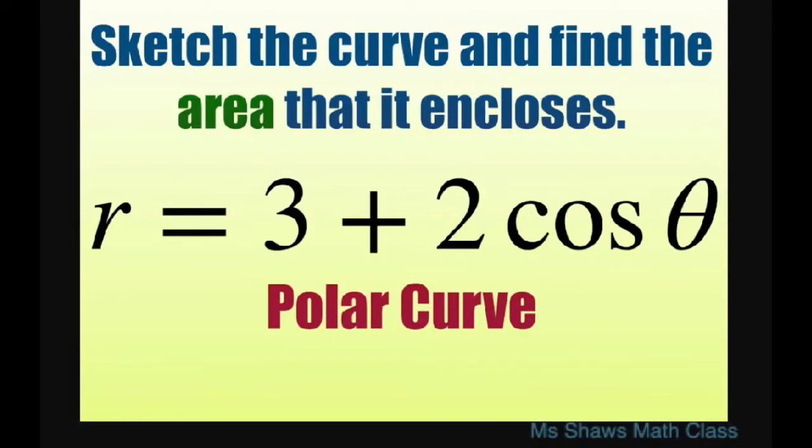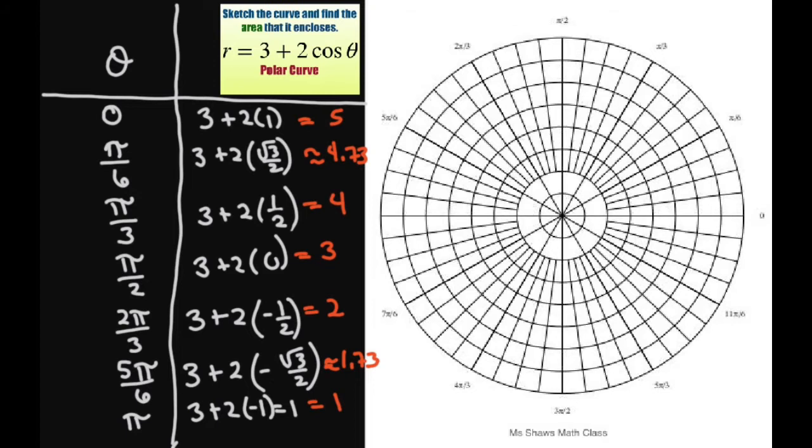Everyone, we're going to sketch the curve and find the area that it encloses. So this is going to be a limaçon, r equals 3 plus 2 cosine of theta. Since 3 is greater than 2, it's going to be without an inner loop. I'm assuming, which I shouldn't do, but I am, that since you're trying to find the area, you're more familiar with polar curves. So I went ahead and set this up, and we can start graphing this.